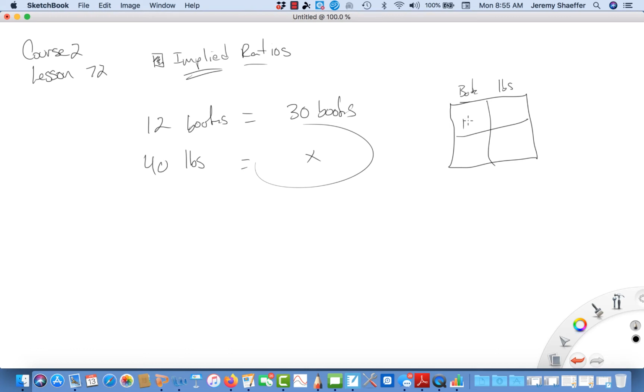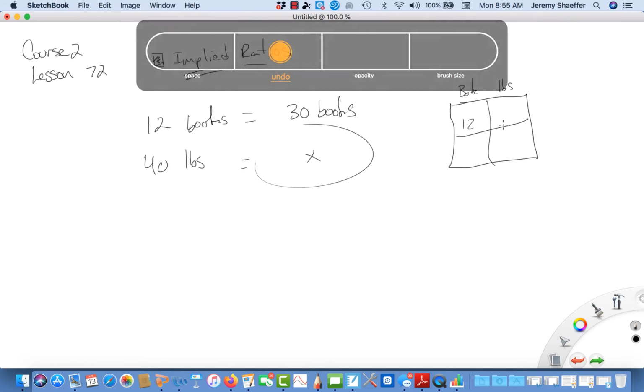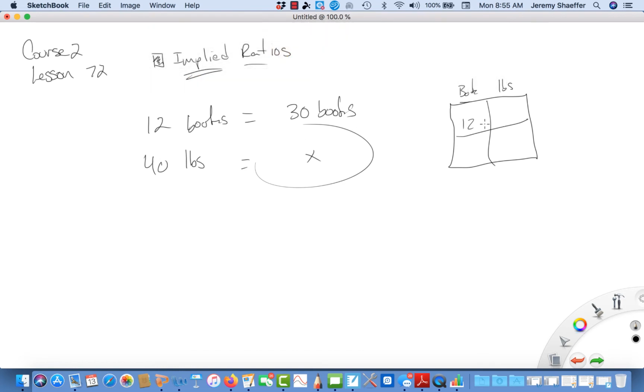We said that 12 and 30, excuse me, let me go back, sorry. 12 and 30, got to put them in the right category here because we're talking about books. So 12 books equals 40 pounds, and we don't know what this one is. We don't know how many pounds 30 books equal, okay? So when we have this scenario, we're going to do something called cross multiplication. So that is 12 times x equals 30 times 40.